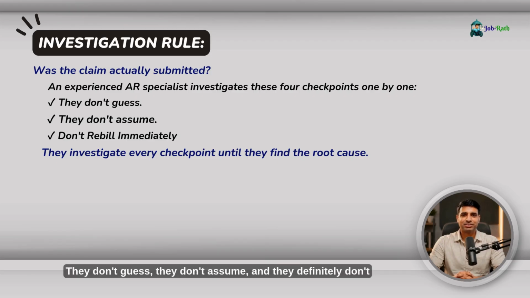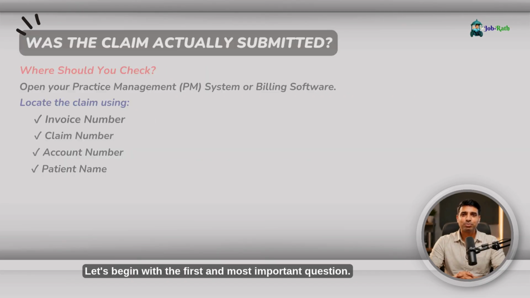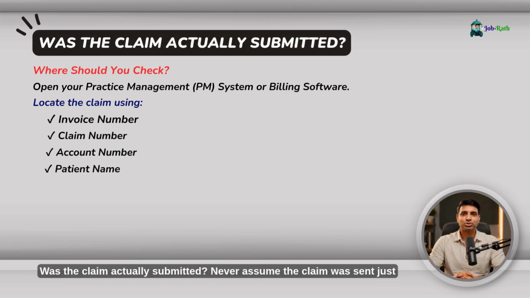They don't guess, they don't assume, and they definitely don't rebill the claim without first identifying the real root cause. Because rebilling without investigating can create duplicate claims, unnecessary rework, payment delays, duplicate claim denials, and even timely filing problems. That's why experienced denial handlers always follow one simple rule: investigate first, take action second. Let's begin with the first and most important question. Was the claim actually submitted?